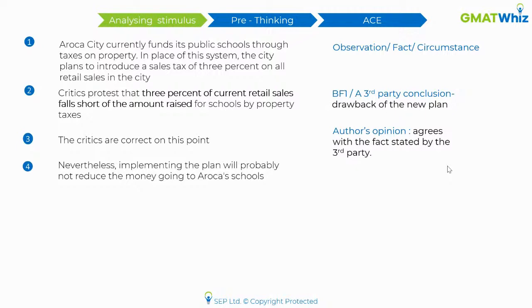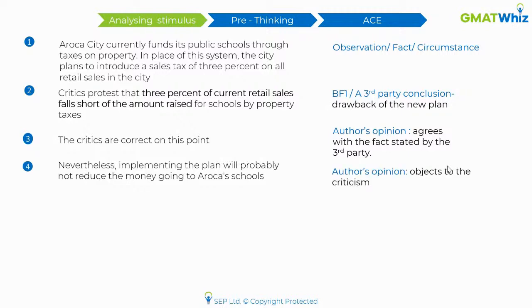Nevertheless, a very important transition word, and again something that you need to learn the importance of, and this is something that you have to learn in detail. One of the checkpoints that we ask you to stop at is the transition word. So nevertheless tells us that the author is kind of discounting his own point of view that he has put above. Critics are correct on this point, but despite being correct on this point, implementing the plan will probably not reduce the money going to Aroka schools.